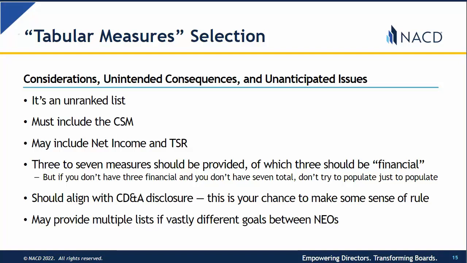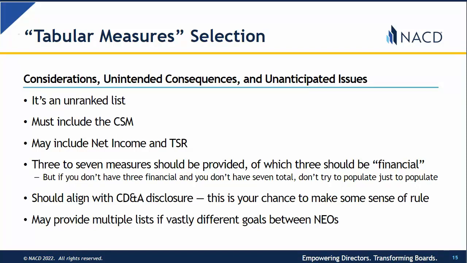Right. So a couple of technicalities about what you'll see in this tabular measure section. First, as I mentioned earlier, whatever you pick as your company selected measure must be in this chart. It's unranked, so you can put it wherever you want. It may include, if in fact this is the case, net income and TSR, which will already be in your PVP table. The SEC has directed that it would like 3 to 7 measures in this table, 3 of which should be financial. However, then they back down from it and say, if you do not, in fact, have financial measures, you can use other measures. So they don't have to be all financial. There doesn't have to be 3 of them. But if you do have 3 financial measures, you're supposed to list them.